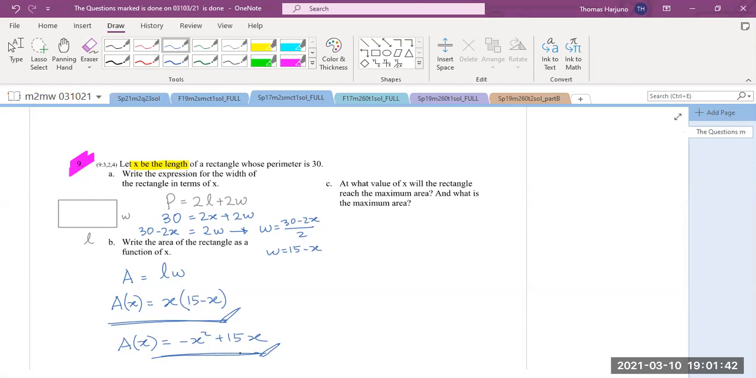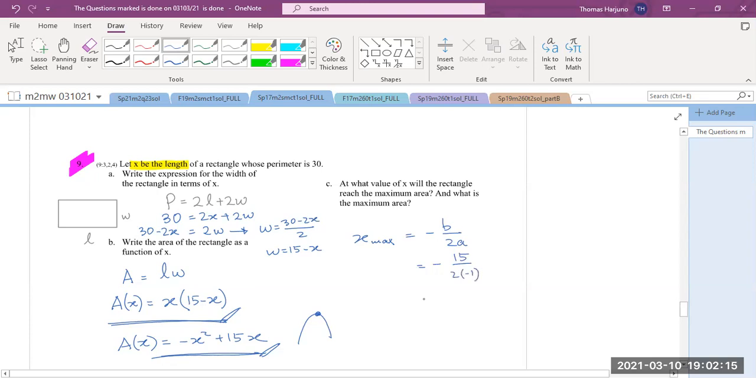At what value of x will the rectangle reach the maximum area? Find the x that has the maximum area. You see, that opens down, right? This parabola opens down. This area function gives you a parabola, okay? It opens down, so it has maximum value. Now, x maximum is negative b over 2a. Long time no see. So that's negative 15 over 2 times negative 1. That's 15 over 2, which is 7.5.